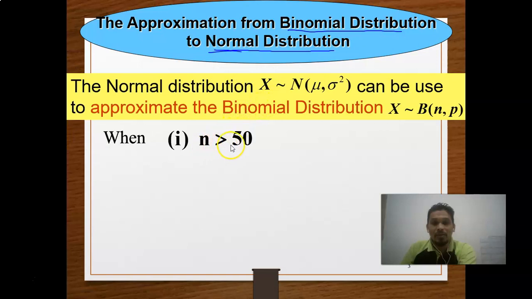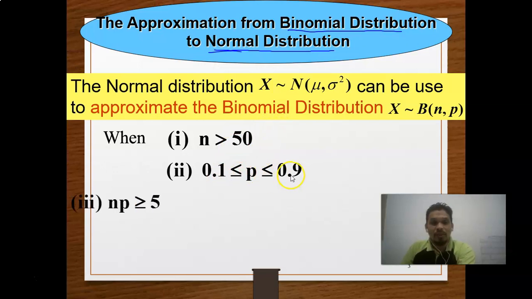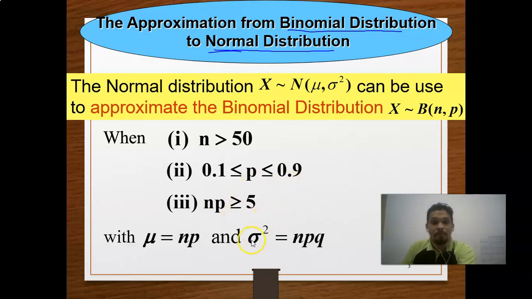This is used when n is greater than 50, when p is between 0.1 and 0.9, and the multiplication of these two numbers, np, is greater than or equal to 5. The parameters you can see here: mean is n, the number of trials, multiplied with p, the probability of success, and variance equal to n multiplied with p multiplied with q, which is the probability of failure.